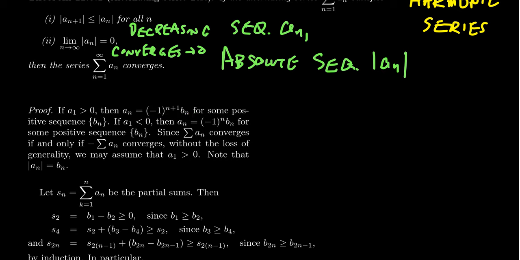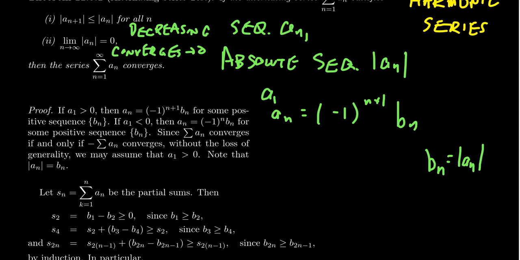That is, a sub n has to equal negative 1 to the n plus 1 times bn, where bn is the absolute sequence. Now, because it's alternating, it'll switch: negative, plus, negative, plus. If the first term is positive, it needs to start off positive. So we have an n plus 1 right here. This would happen if a1 is positive.